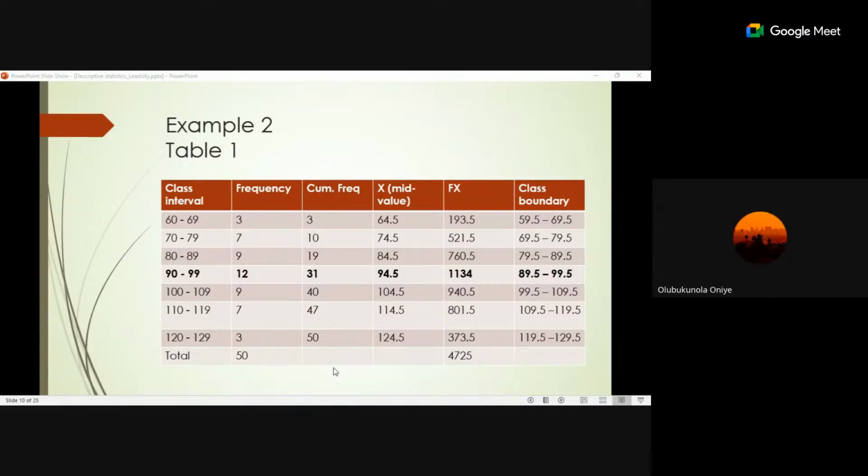Okay, sir. Excuse me, sir. I just want some clarification. So what you are saying now is that if we want to calculate the class width, that means the difference between the class interval plus 1. You are right, ma. Perfect. All right, sir. Thank you, sir. Perfect. Yes. You are all getting it. I'm happy. So let's continue.